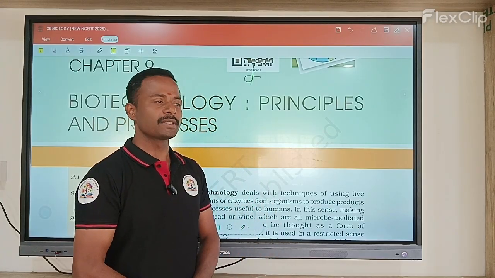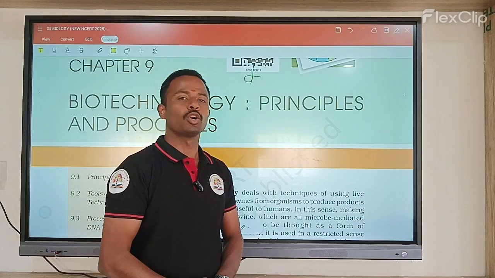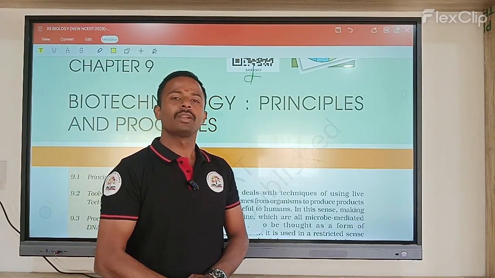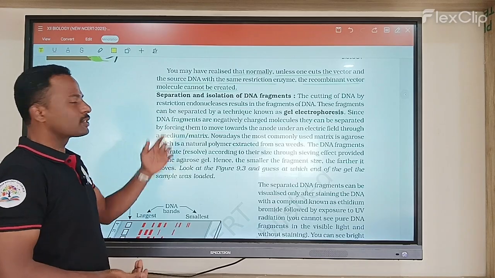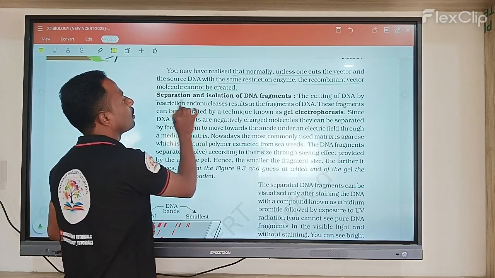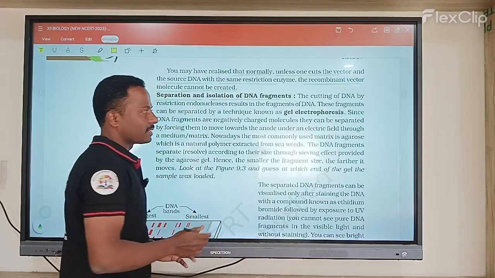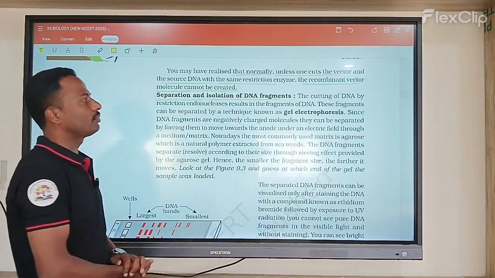For this section, we discuss NCERT Class 12, the chapter Biotechnology: Principles and Processes. Part 4, let's talk about separation and isolation of DNA fragments.